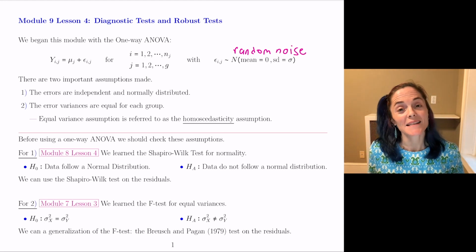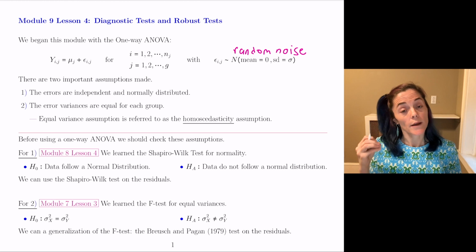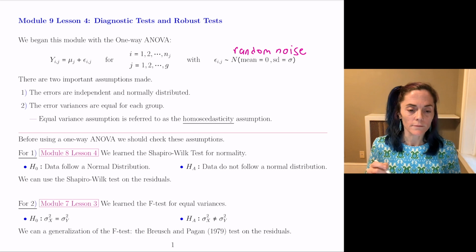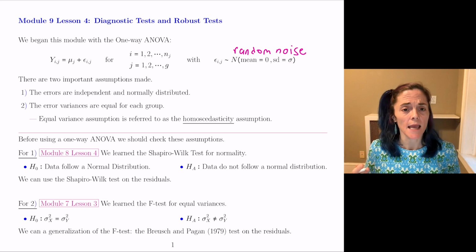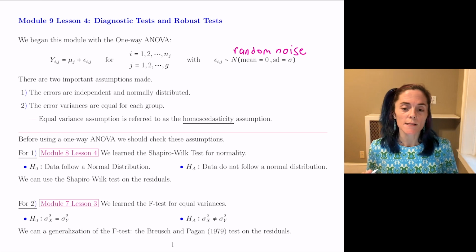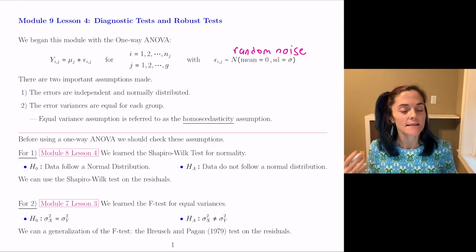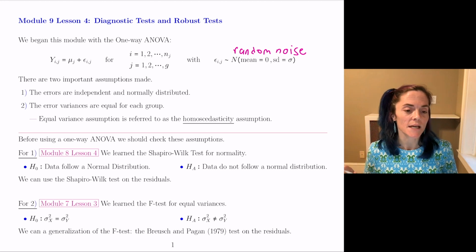But there are two important assumptions being made in this. First of all, that these epsilon_ij's are independent and normally distributed. And secondly, that the variances are equal for each group, that this sigma, standard deviation, is the same for each group. This equal variance assumption is referred to as the homoscedasticity assumption in literature. Okay, so technically, before we use a one-way ANOVA, we should check these assumptions. And similarly for a two-way ANOVA, which I will show you in an example momentarily.